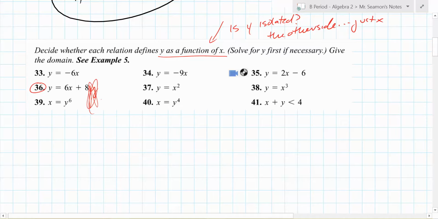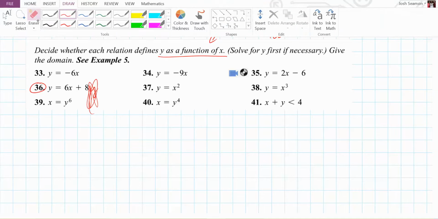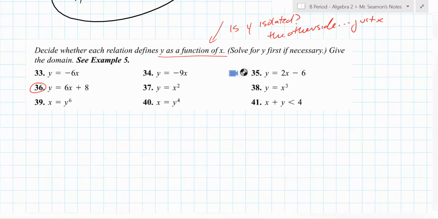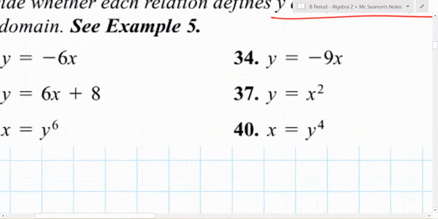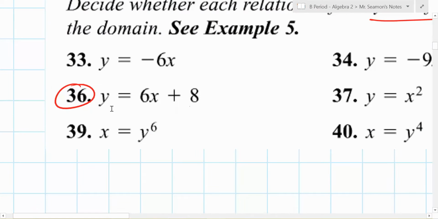What kind of function is that? What can you tell me about that type of function? Can you tell me what type of function that is? You've dealt with them extensively. That's the form it's in, but what type of function is it, Sarah? It is linear. Linear, right.